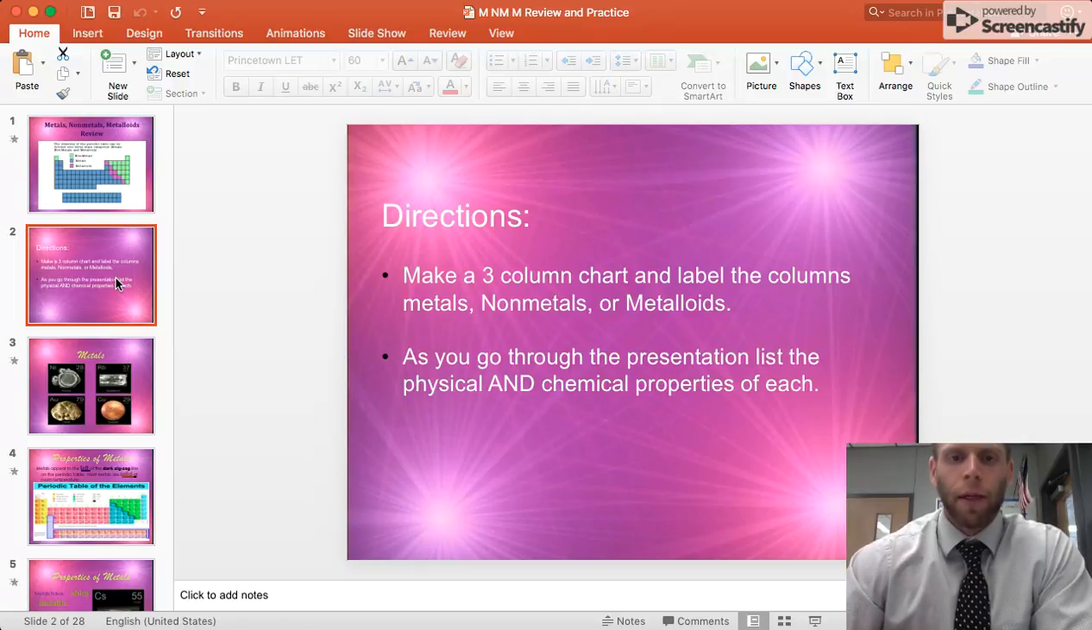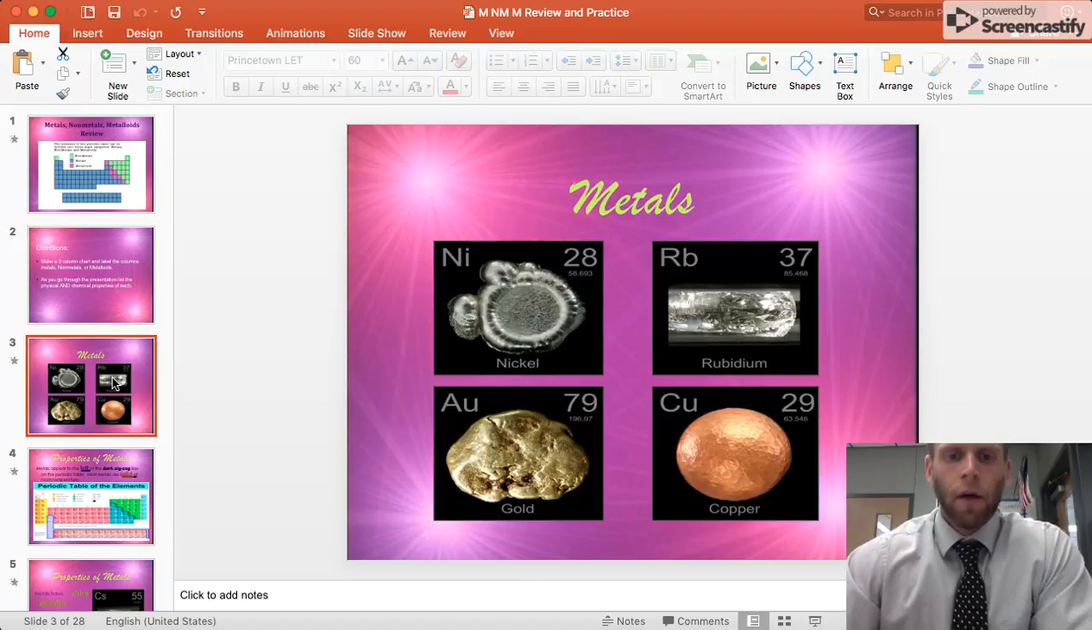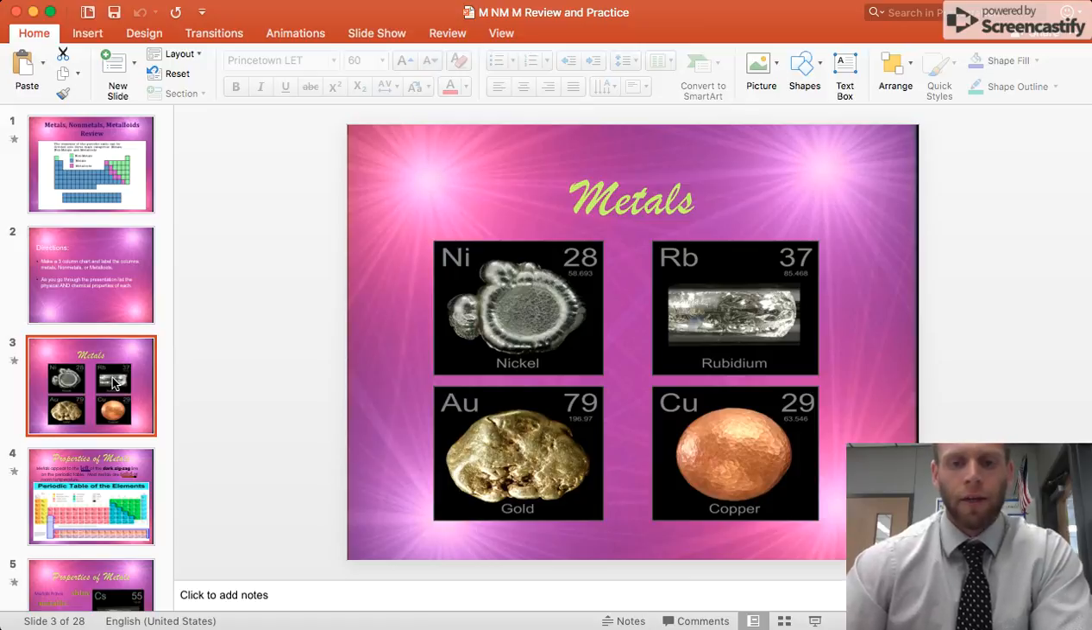So directions for today, what you're going to be doing, you're going to make a 3-column chart and label those columns metals, nonmetals, or metalloids. As you go through this video, you're going to label the physical and chemical properties of all three. All right, so we're going to start with metals. So you should be on that threefold on the left side, put metals. Here's just some examples. So you have nickel, gold, copper, and rubidium, all on the periodic table there.